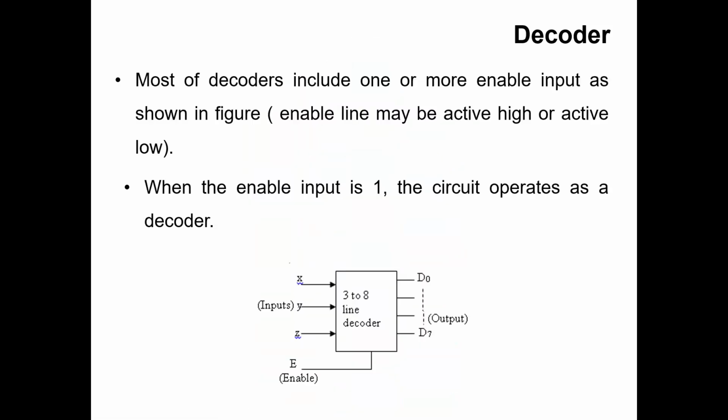Most decoders include one or more enable inputs as shown in the figure. The enable line may be active high or active low. In this case, the enable line is active high. If the enable line is active low, a bubble is placed over here. Now, in this case, when the enable input is 1, the circuit operates as a decoder. Otherwise, it will not respond to X, Y and Z inputs.